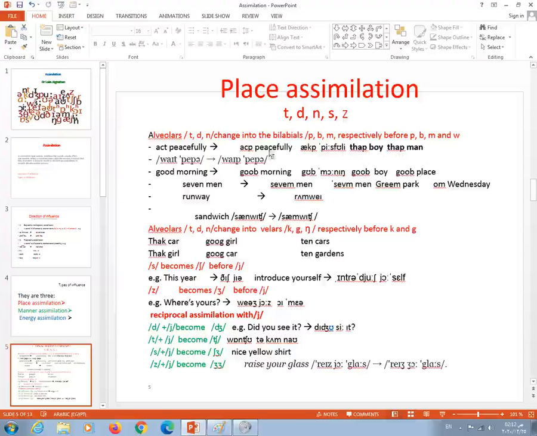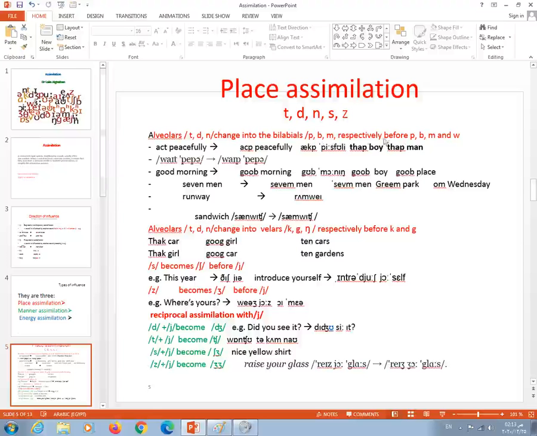Look at the rule. T changes into p if it is followed by a ma. So here, that man, the t must change into a p. So you say the man. So this is the first rule, the first element here: t, d, na change into the bilabial b, ma.